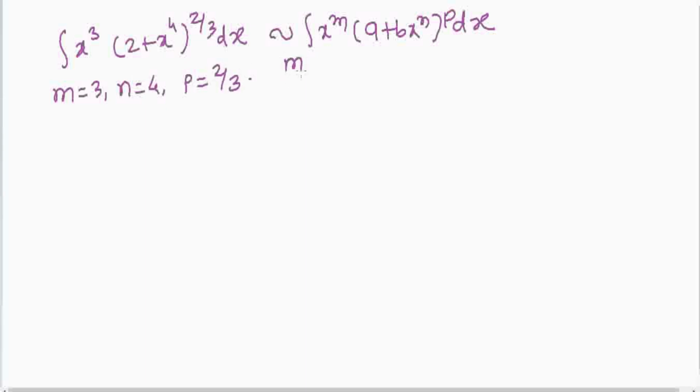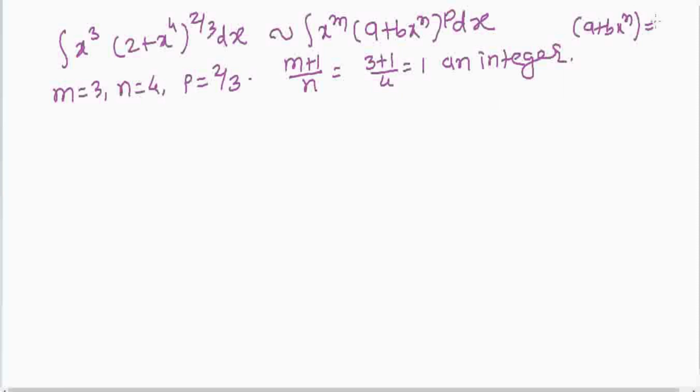Then (m plus 1) divided by n equal to (3 plus 1) divided by 4 equal to 1, so an integer. P is not integer, and therefore we move to the second case. In this case we have to put the substitution a plus b x raised to n equal to u raised to s. What is s? P is equal to r divided by s.